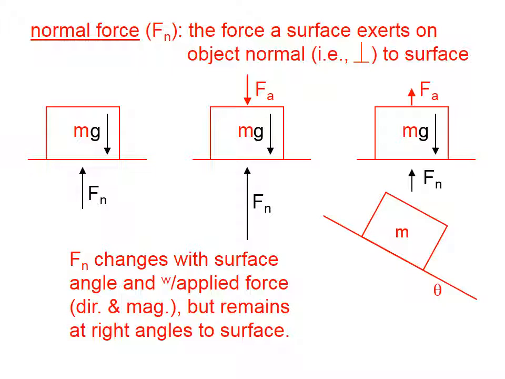Down here at the bottom of the screen, the normal force changes with surface angle, direction and magnitude, but it remains at right angles to the surface. So if we have a mass on an incline, we talked in the previous slide how the components of weight would be mg cosine theta in that direction and mg sine theta parallel to the surface. In this case, the normal force remains normal, that is, at right angles to the surface, and it would be numerically equal to mg cosine theta.